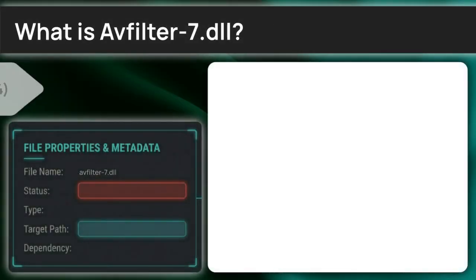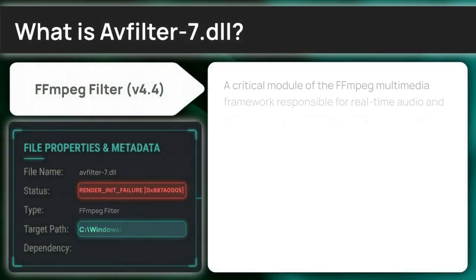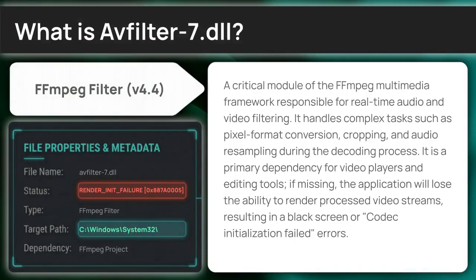This is the avfilter-7 module, a critical module of the FFmpeg multimedia framework responsible for real-time audio and video filtering. It handles complex tasks such as pixel format conversion, cropping, and audio resampling during the decoding process. It is a primary dependency for video players and editing tools. If missing, the application will lose the ability to render processed video streams, resulting in a black screen or codec initialization failed errors. With that background out of the way, here is how we actually restore the missing component.